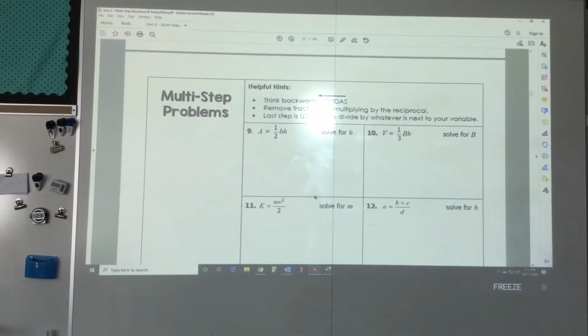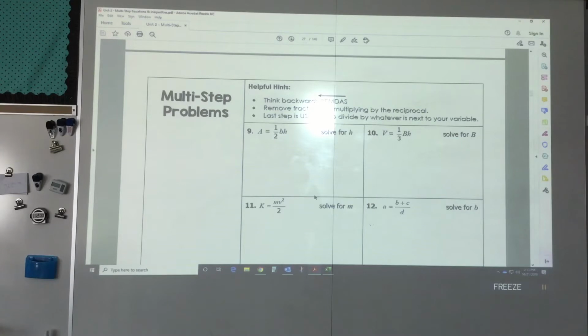Again, a literal equation is an equation with multiple variables. Here's some simple hints. We're going to think backwards using PEMDAS: parentheses, exponents, multiply, add, and subtract. We're going to work backwards. We're going to remove the fractions by multiplying by the reciprocal. And then the last step is usually to divide by whatever is next to your variable.